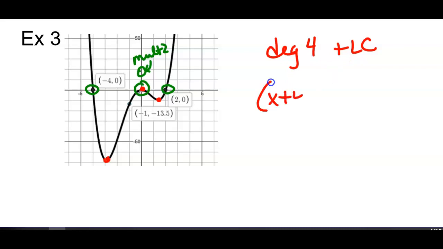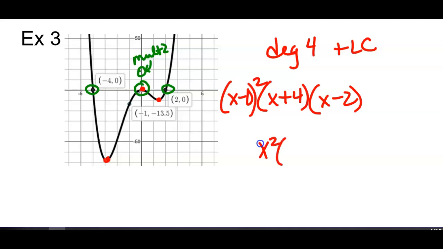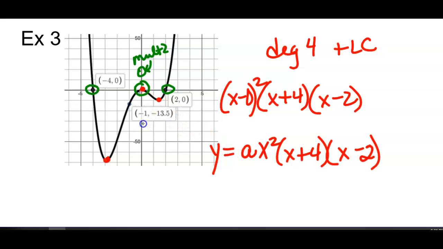An x plus 4 would give me a negative 4, 0. An x minus 2 would give me this 2, 0. And a bounce here, you could write x minus 0 quantity squared. Most of the time we just write x squared. And I put it out front just because that's where we usually write those plain x's. And now we need to figure out what a is, and the extra ordered pair they gave us here is negative 1, negative 13.5.